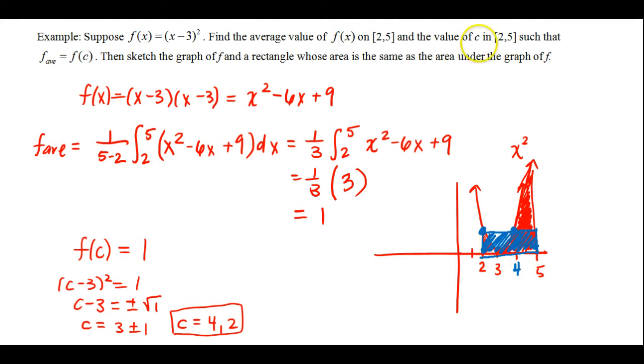So there are actually two values, and the mean value theorem says that there is at least one point. So we found 2, and that's absolutely fine, and both of them yield the same height, so that the rectangle we create will be the same, and that rectangle has an area that is the same as the area under the curve between 2 and 5.